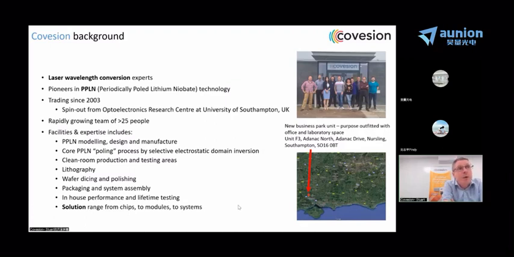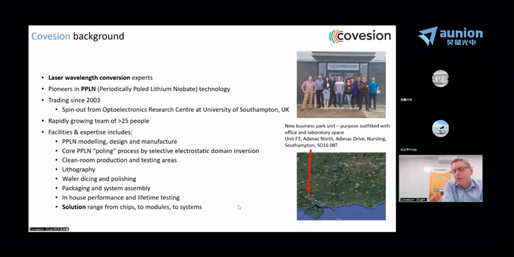And as a company, we are very proud of the fact that we do everything ourselves. So other than buying in the raw material, we buy in lithium niobate in wafer form, but everything we do from that point onwards, we do ourselves. So we do in-house the fundamental design and modeling of the PPLN device, and then all of the manufacturing processes we do ourselves. So we do the poling, the dicing, the polishing, all of that ourselves. We have our own company facilities in our own building, which are a mix of clean room facilities and test laboratories.